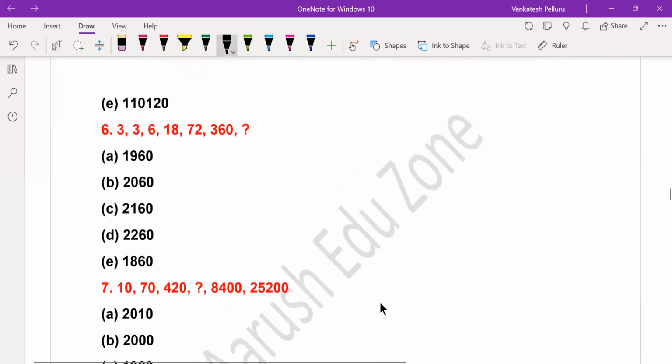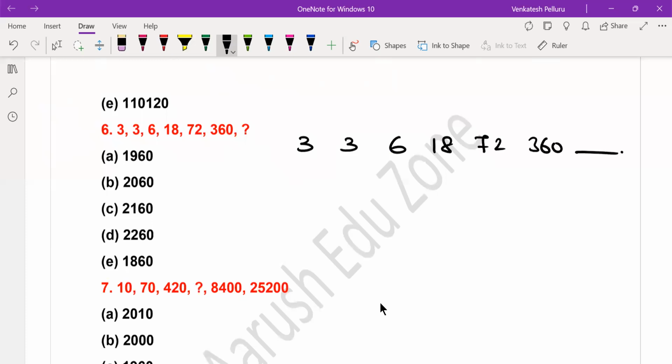Question number 6. If you look at the sixth question, 3 is again followed by 3, then followed by 6, then 18, then 72, then 360. What is the next value that comes in the place of the question mark?